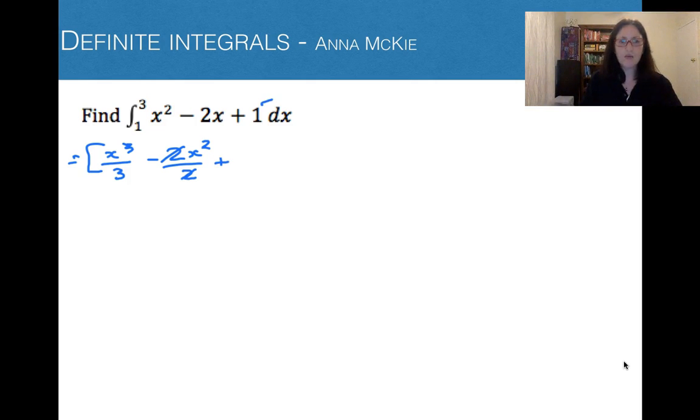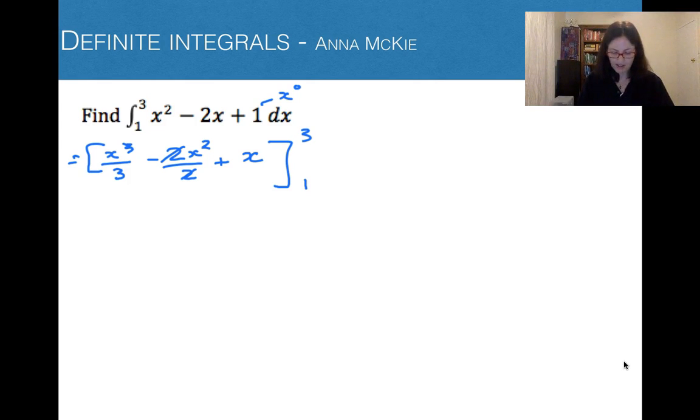And then this one here, well, what power of x is that now? Technically it's to the power of 0. So raising 0 makes it x to the power of 1. So we're just going to write x. We could put it over 1, but we don't need to. Close the brackets and we put the 3 there and the 1 there.